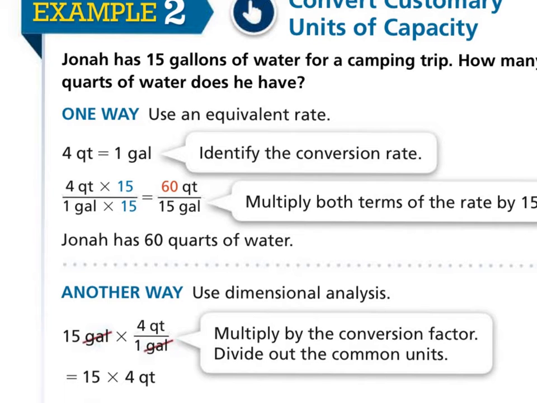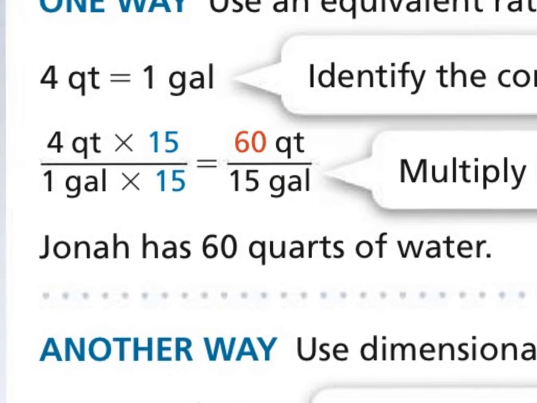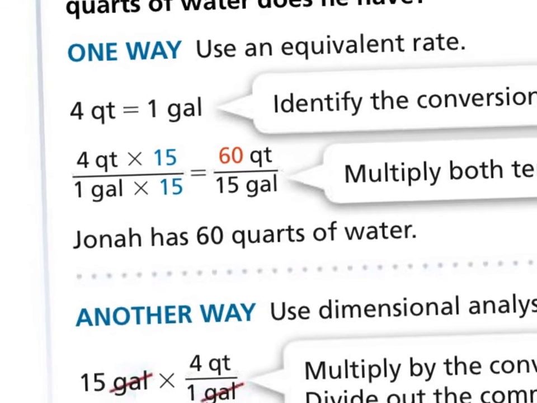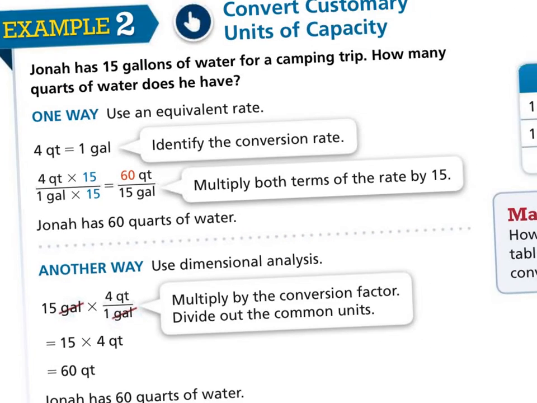What the book does here, they start out with 4 quarts is 1 gallon, and then they say, well, we're trying to get to 15 gallons. So we have 1 gallon, we're trying to get to 15. And basically what they're doing here really is a proportion. Okay, they're really just doing a proportion. It's just that instead of an X on top there, they actually worked it out and got the number. Alright, so that would be 60 quarts of water for 15 gallons.